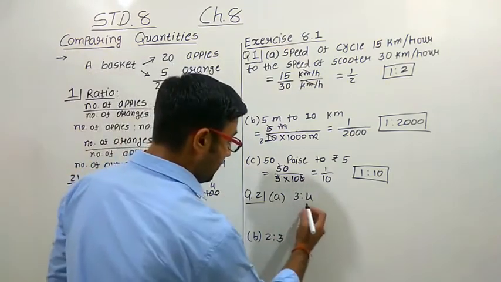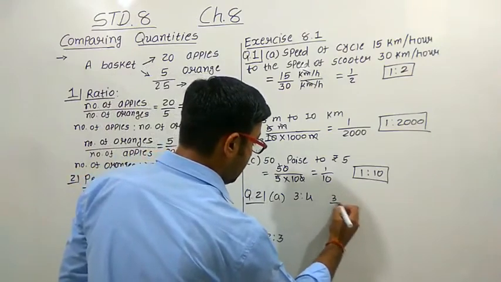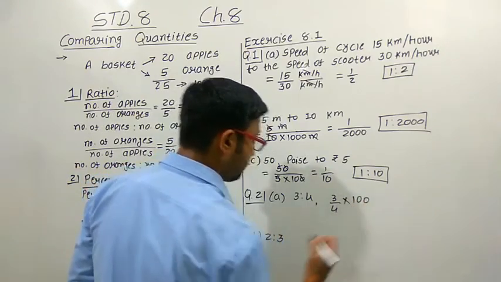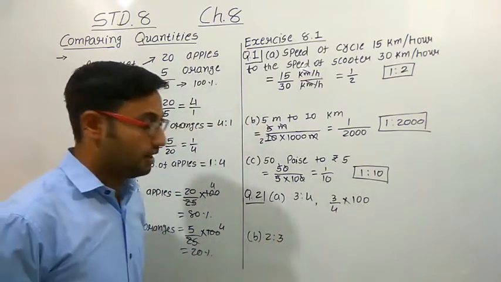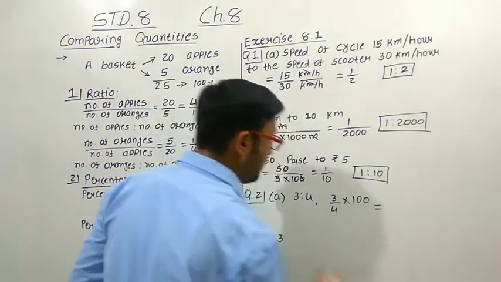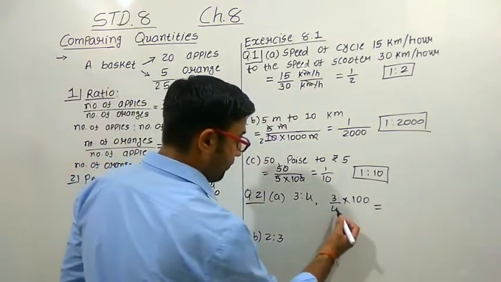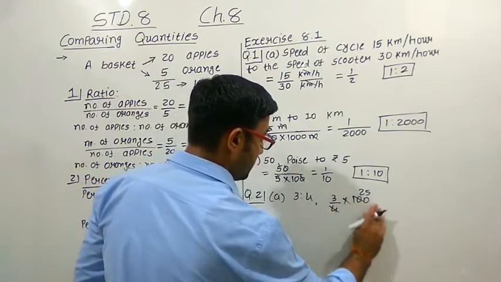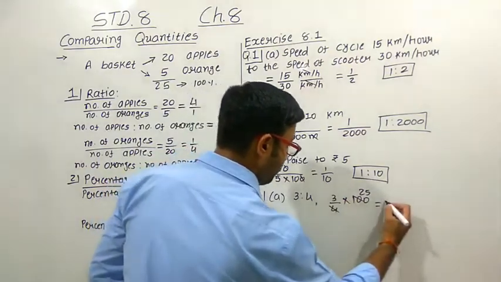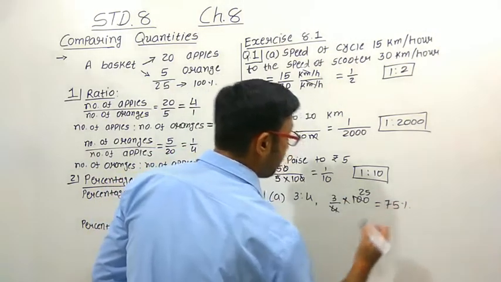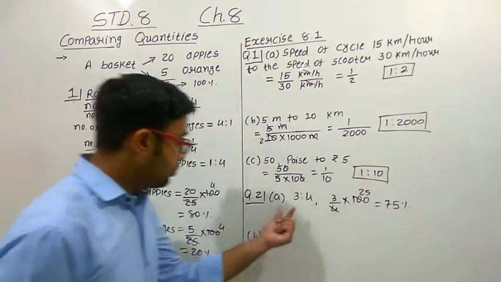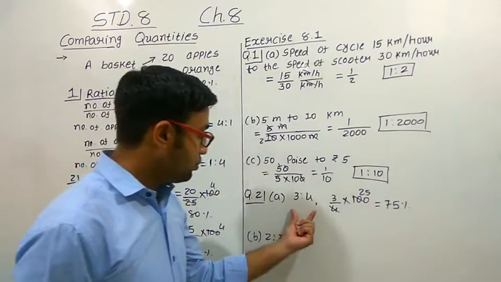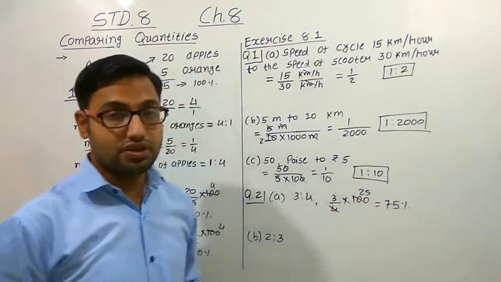One is, here we have to write this as 3 upon 4, and we have to multiply it with 100. Directly we can multiply it with 100. So whatever result we get will be in percentage. So here when we cancel 4 and 100, we get 25. 25 3s are 75, but it is now in percentage. So 3 is to 4 is equal to 75%. So this ratio is now converted into percentage.